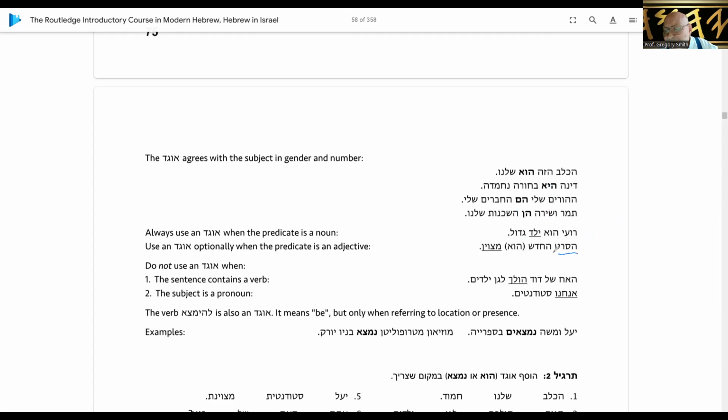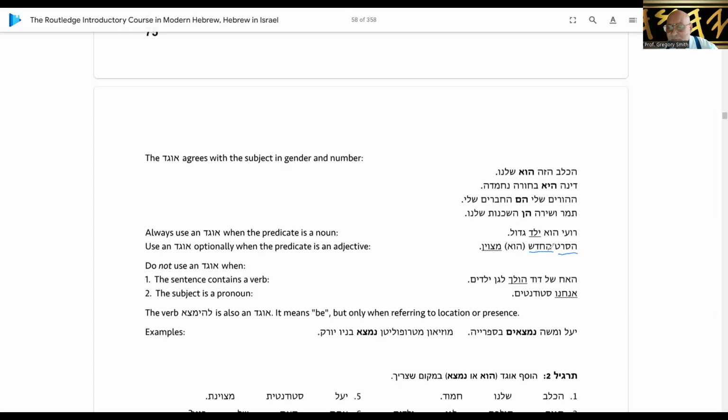Okay, how about this one? Haseret Hadasha. Okay, so this is the new movie. I think Haseret is like a movie. Haseret Hahadash. Oh, goodness. Why can't I get it to come up? I want to get it pronounced. Here we go. I'm almost certain that should be the new movie. Yeah. Haseret Hechadash. Hechadash. Haseret Hechadash.